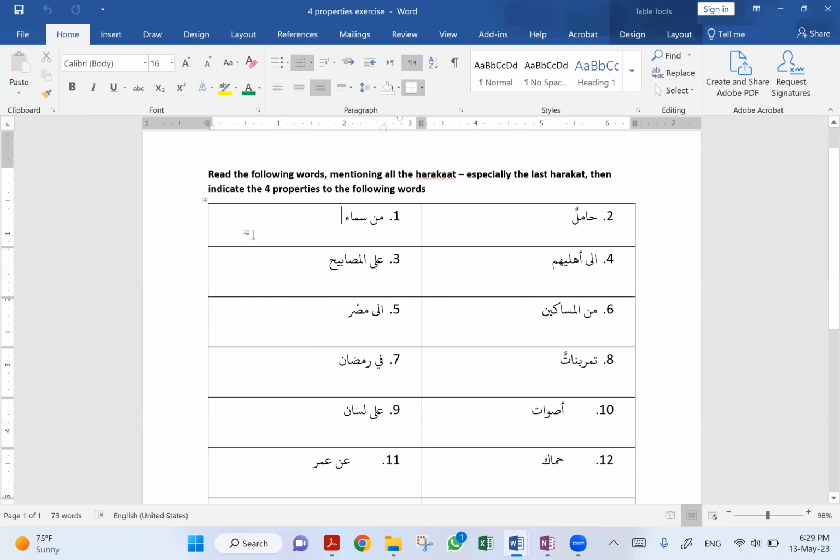Can I do this one? Yes, please. Its status is jar because of the harf of jar before it. It is nakira because it has no al on it. Sama' is one of the feminine words, the Arabs said so, I think. Yes. And it looks singular, so its number is 1. Okay, so you said jar, singular, feminine, common.